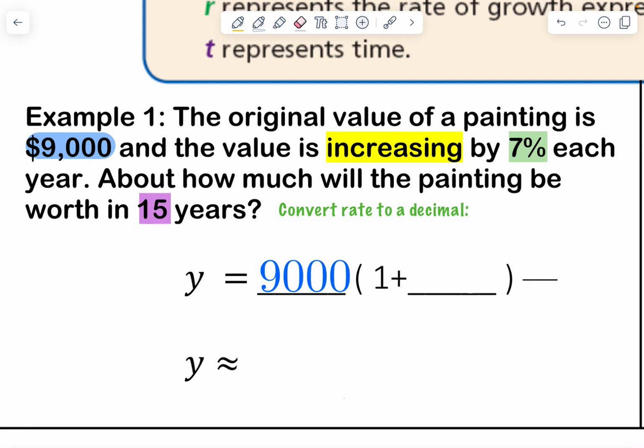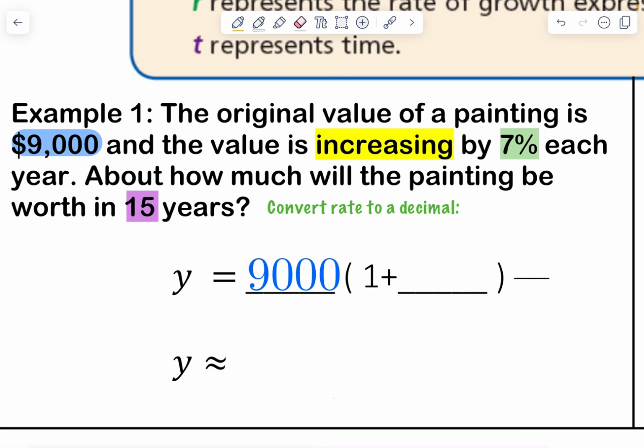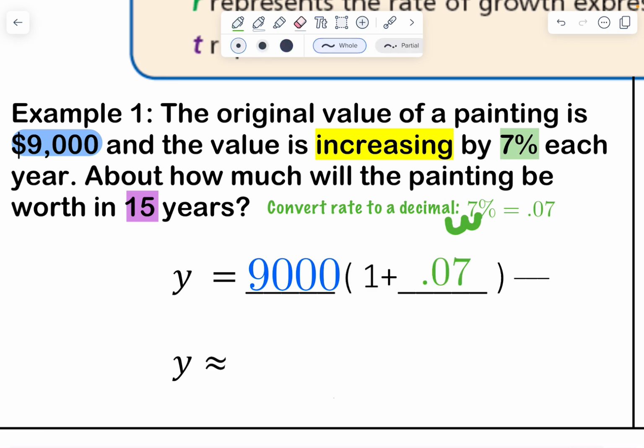Now here's where things get a little tricky. This is usually the part that a lot of people mess up. The 7% is going to go inside the parentheses in the blank. However, we need to convert it to a decimal. We need to take 7% and think about moving the decimal point over. So if there's a decimal point right there, we need to move it over once, twice to the left, filling in the 0 as we go. So 7% as a decimal would be 0.07, and that is what goes in the parentheses. If you just put the 7 in there, you are going to get very, very large numbers, which is usually a red flag that you did something wrong.